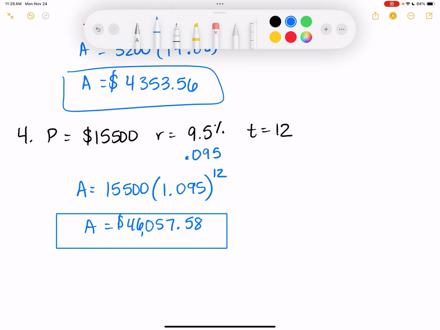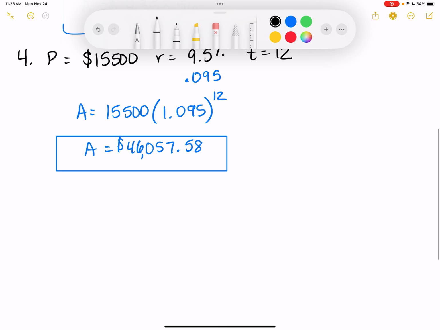All right, so that's compounded annually. So that's the most basic problem. The next ones are find the amount A accumulated after investing a principal P for T years at an interest rate R compounded K times per year. So P equals $3,500. R is 5%, T is 10, and K is 4.